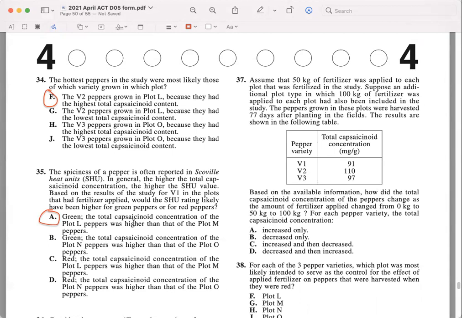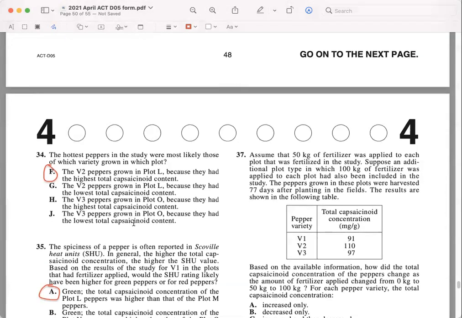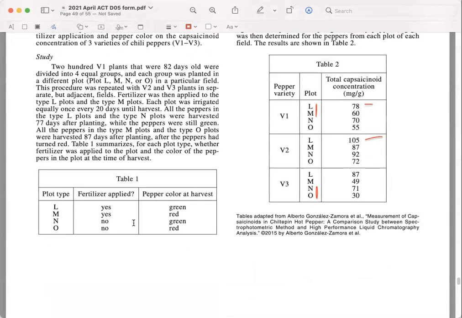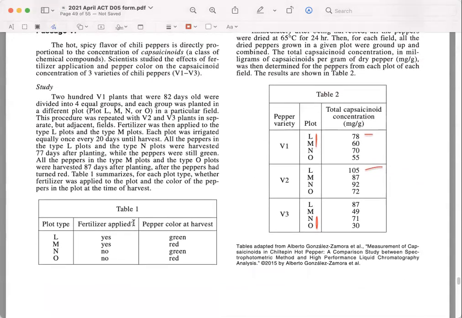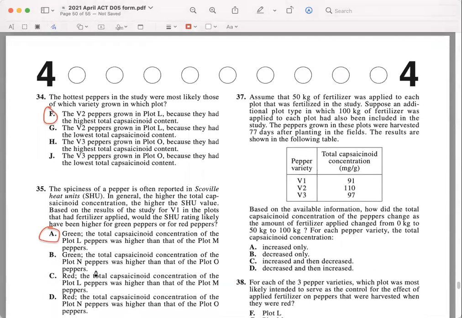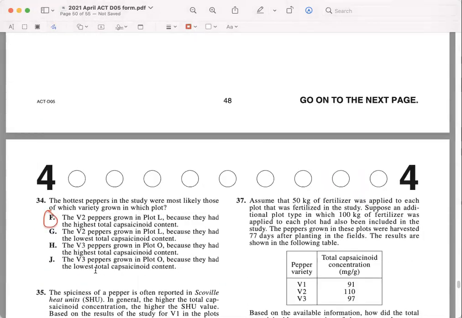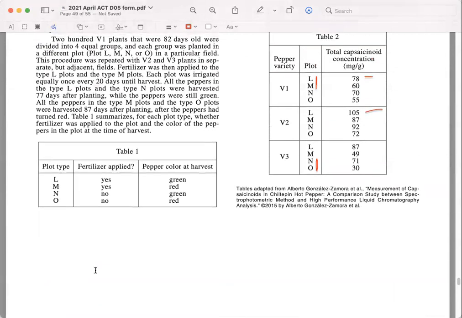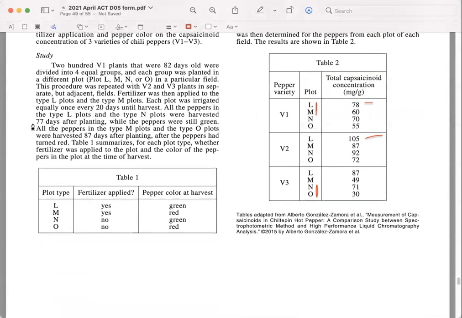Okay, based on the available information, how did the total capsaicinoid concentration of the peppers change as the amount of fertilizer applied changed from 0 to 50 to 100? So when was it 0? Yeah, it was 0. We are looking at which one? Let's just stick to V1 and let's look at 77 days.